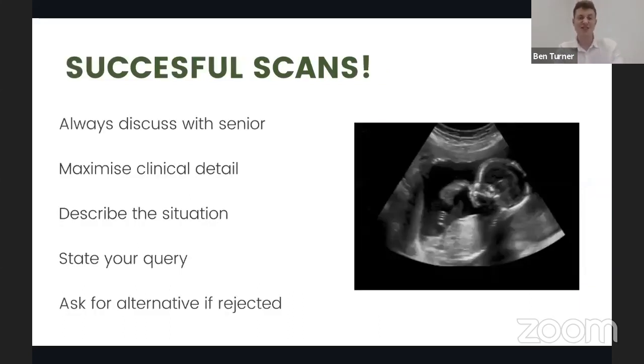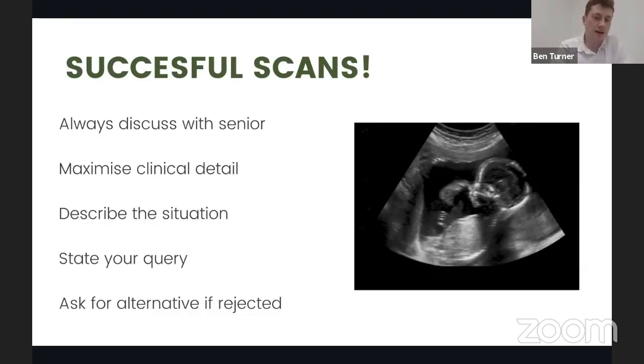So tips for successful scans, as we're talking about, always discuss them with a senior first and check that you know the indication for the scan. It's also helpful if you have that background knowledge of knowing why the scan is generally useful. So you could say, ultrasound abdomen, please, query choledocholithiasis, query dilated common bile duct, for example. And that lets them know why you're doing it.